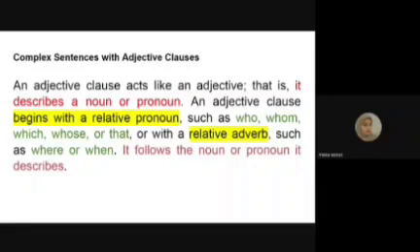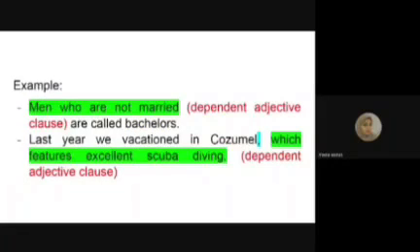So that means it is an adjective clause and it follows the noun or pronoun it describes. Of course, here the type of the relative pronoun will determine the kind of clause, if I am asked to identify a kind of clause. So here, for example, men who are not married. Men who, so you can see who are not married describes men, so it functions just like an adjective.